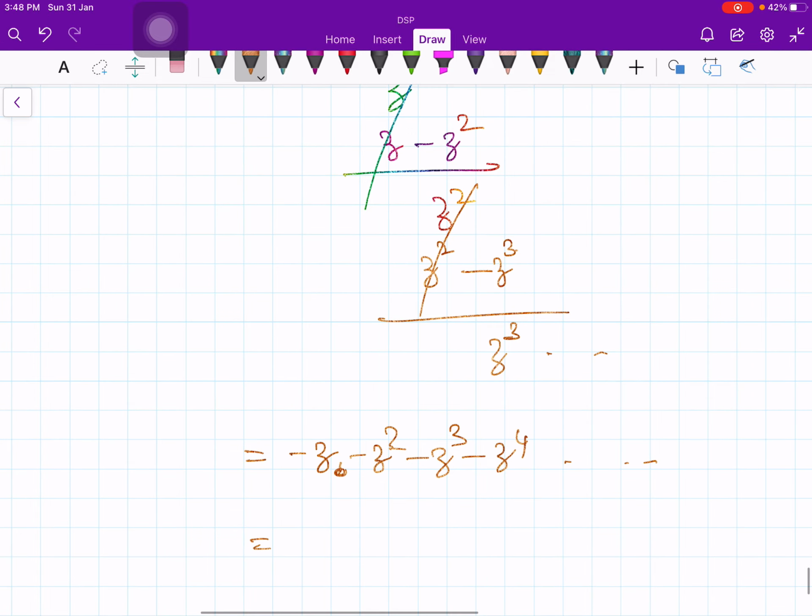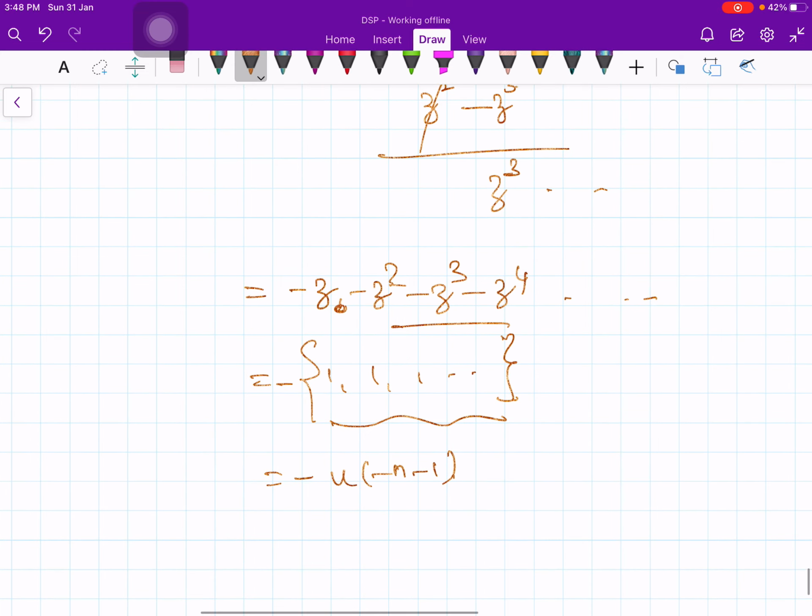So this is a sequence of, you take minus commonly outside, 1 comma 1 comma 1 like this, and these are positive powers, so therefore minus, this represents u of minus n minus 1, a left-sided sequence. Therefore for this transform, minus u of minus n minus 1 is a legally valid candidate. Agreed? So you must agree this is also one of the answers, and this obviously converges for mod of z less than 1.